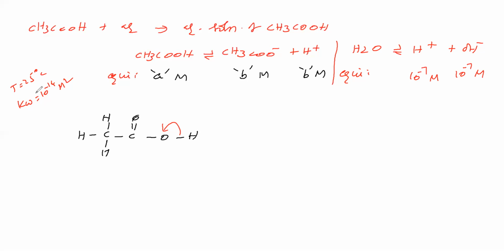Because Kw is equal to 10 power minus 14. What is the formula for Kw? Concentration of H plus into concentration of OH minus. We know the Kw value. How do we say Kw is 10 power minus 14? It is 10 power minus 14 at 25 degrees Celsius. We said for which one already?